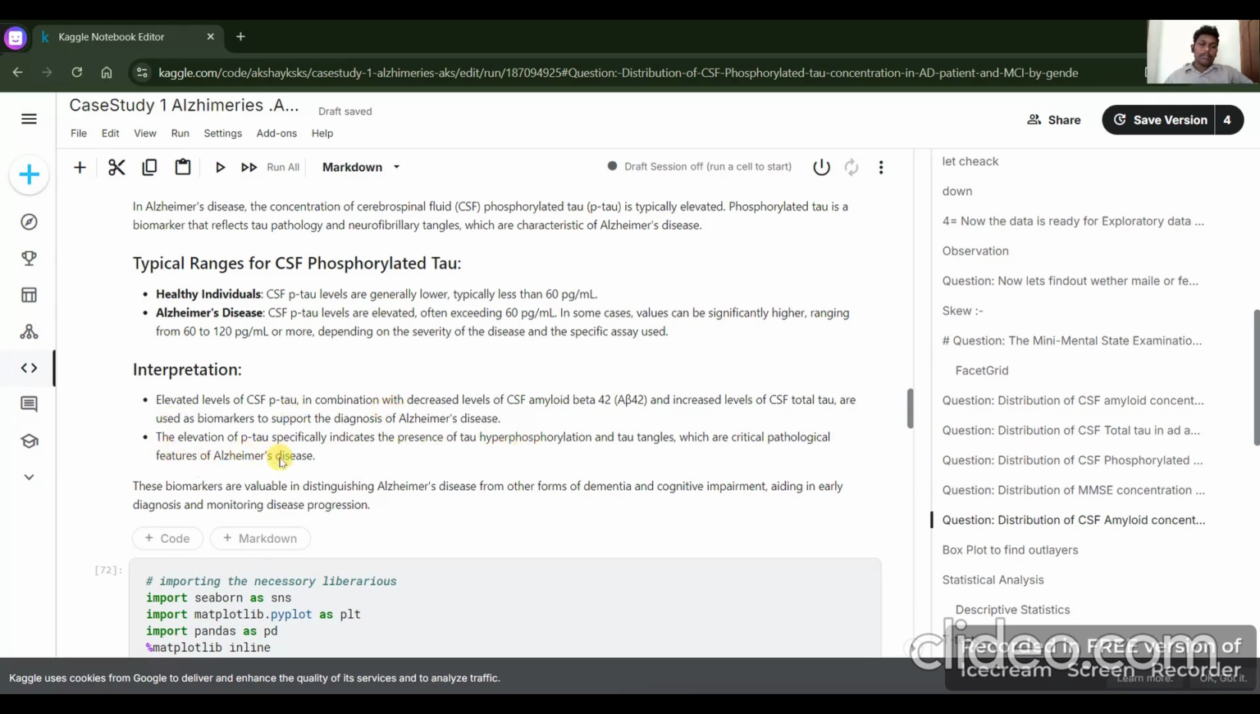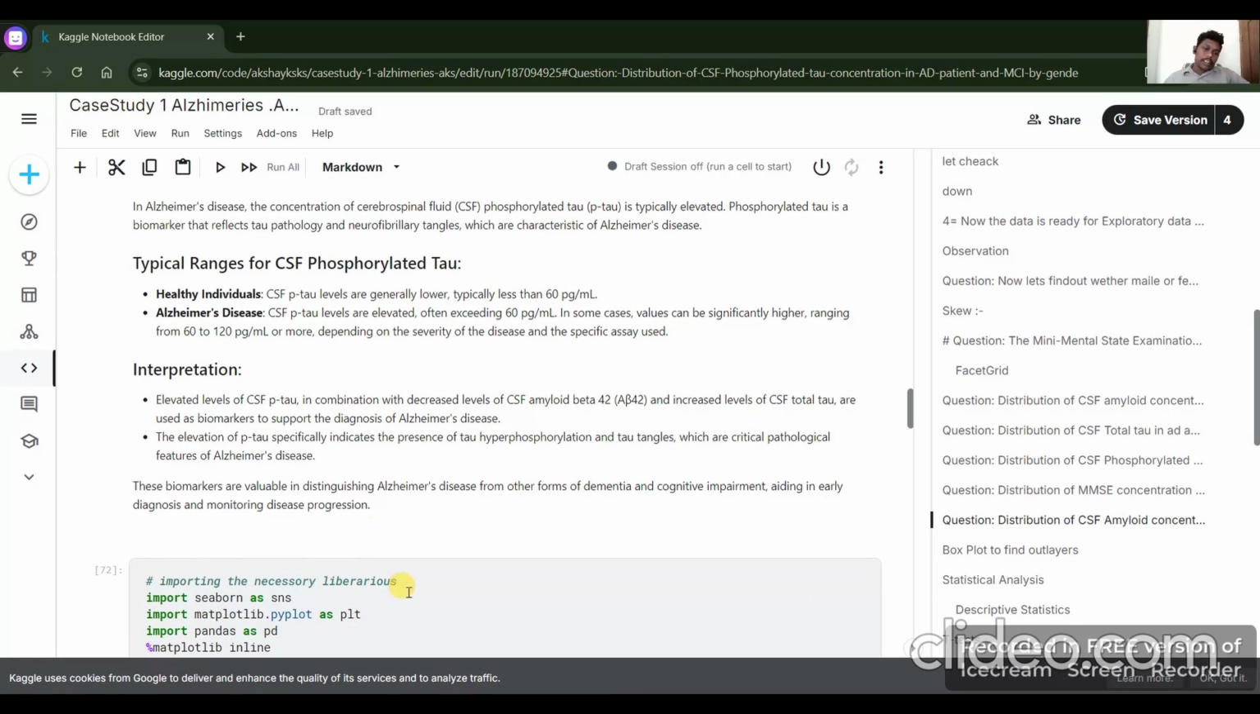The elevation of phosphorylated TAU specifically indicates the presence of TAU hyperphosphorylation and TAU tangles, which are critical pathological features of Alzheimer's disease. These biomarkers are valuable in distinguishing Alzheimer's disease from other causes of cognitive impairment, aiding in early diagnosis and monitoring disease progression.